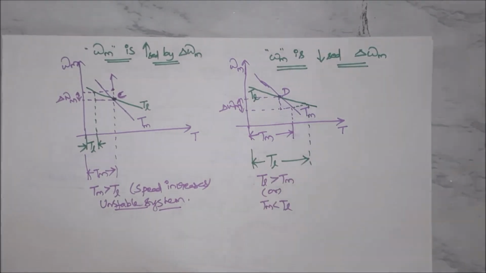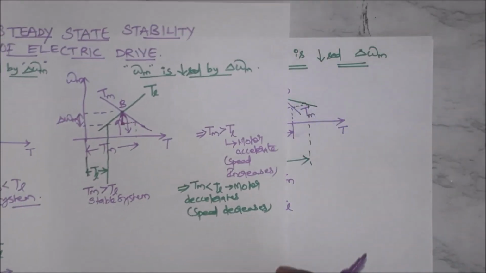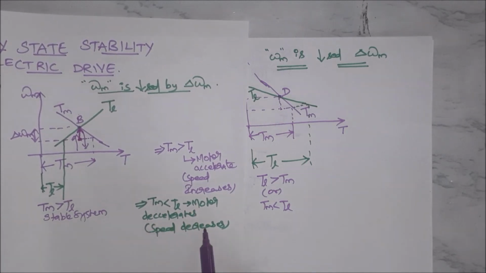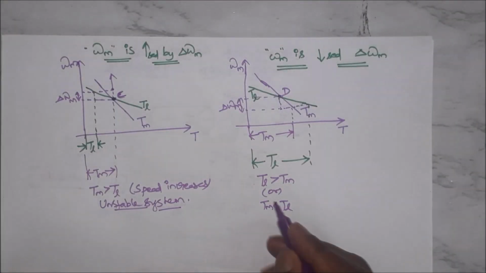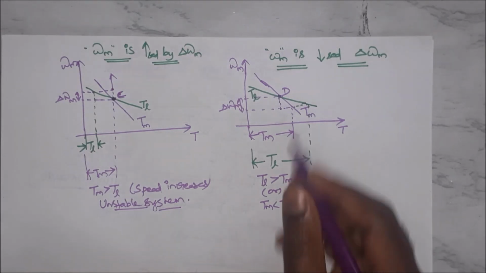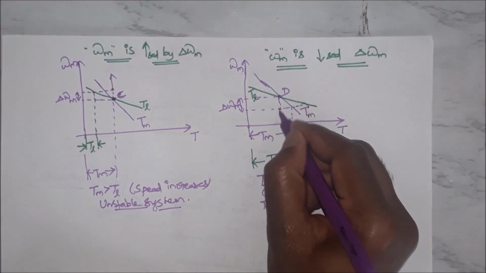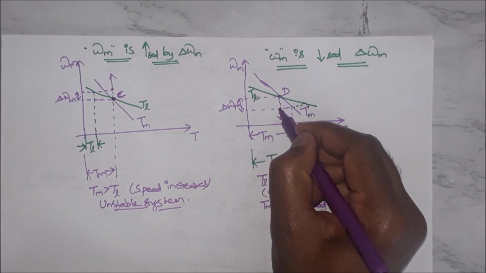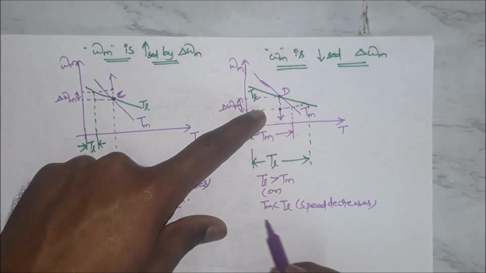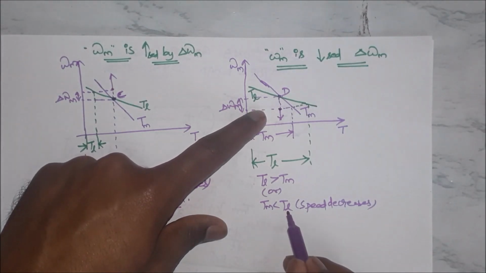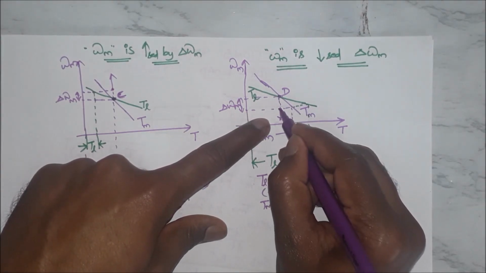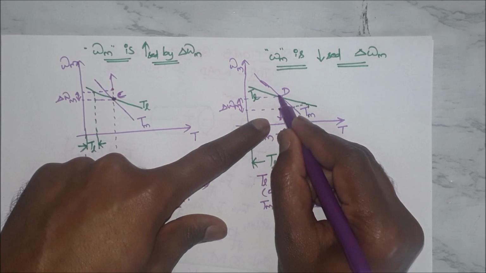So what happens for this condition? Let us recap that condition. See here, Tm is less than TL. When your Tm is less than TL, the motor decelerates, that means speed decreases. So for this case, your speed decreases again from this value. It was operating here and we have decreased the speed, and if we decrease the speed, your motor torque becomes less than the load torque. So for that case, your speed decreases again from here. That means it will never reach the original position called D.